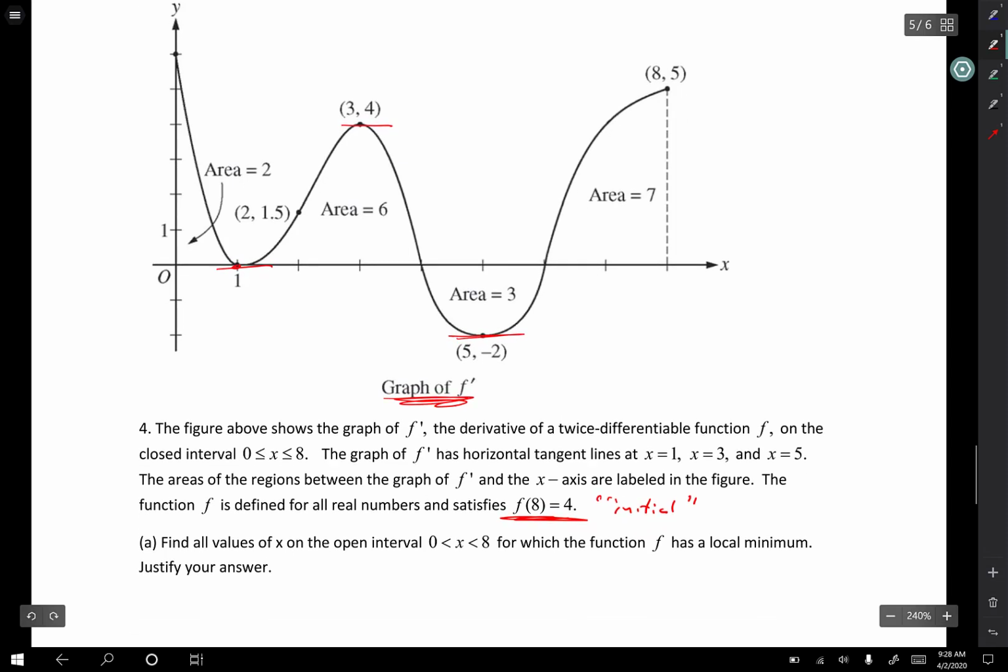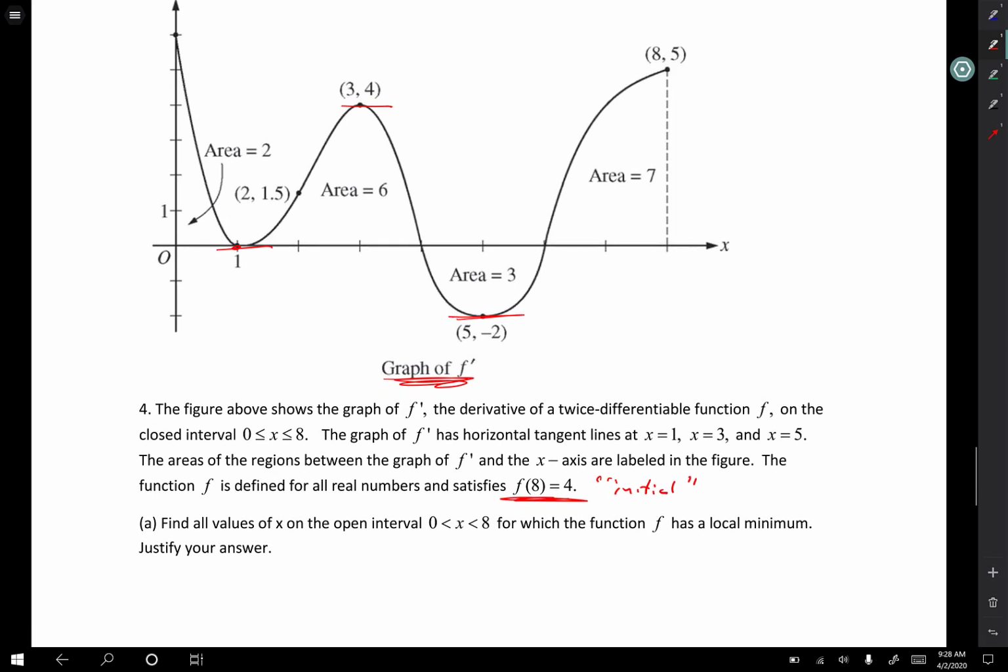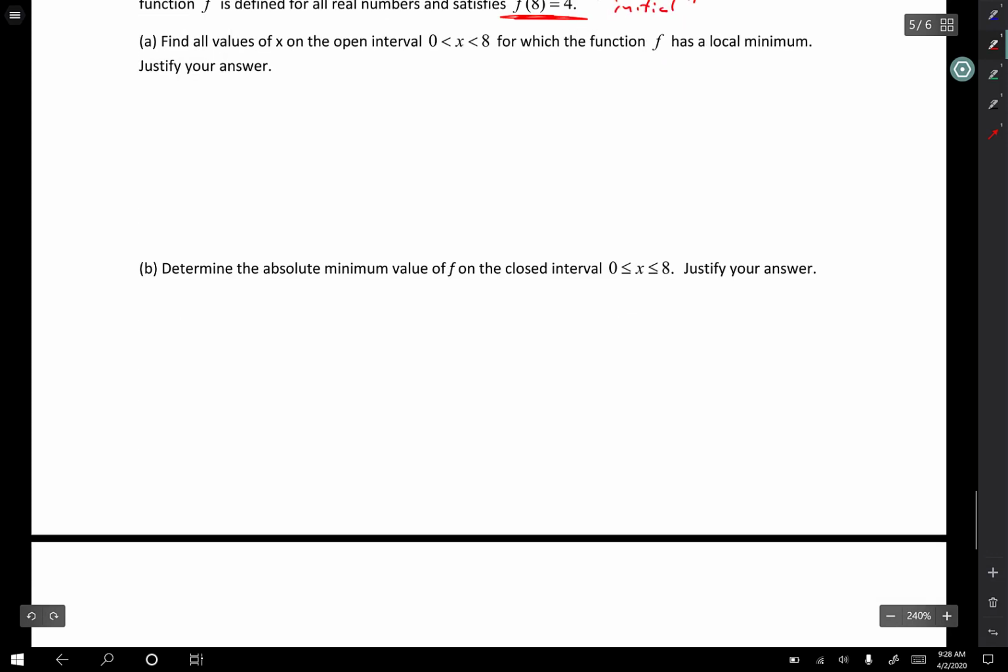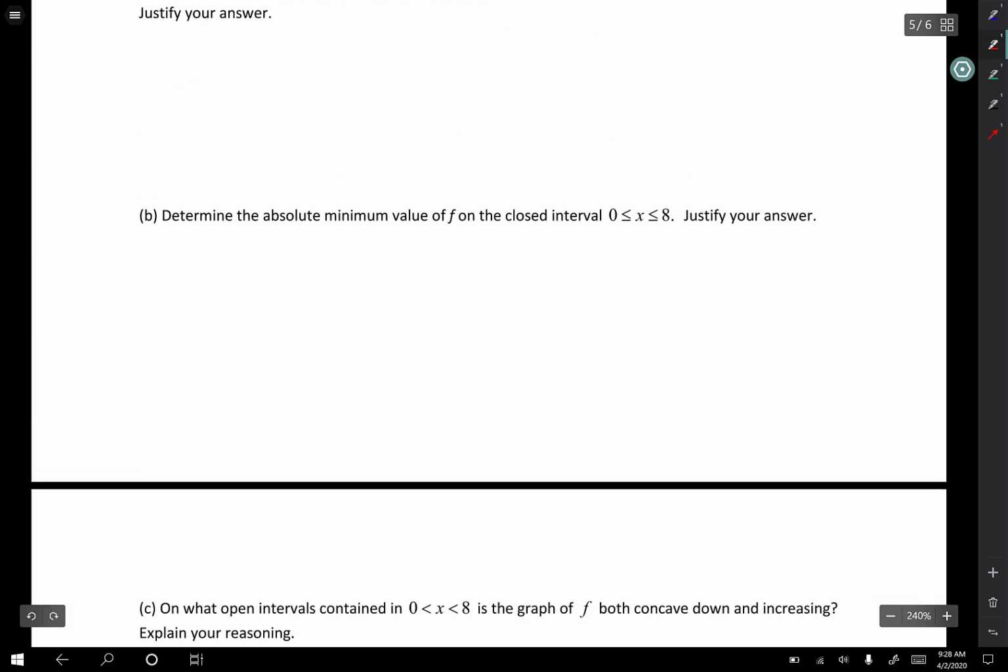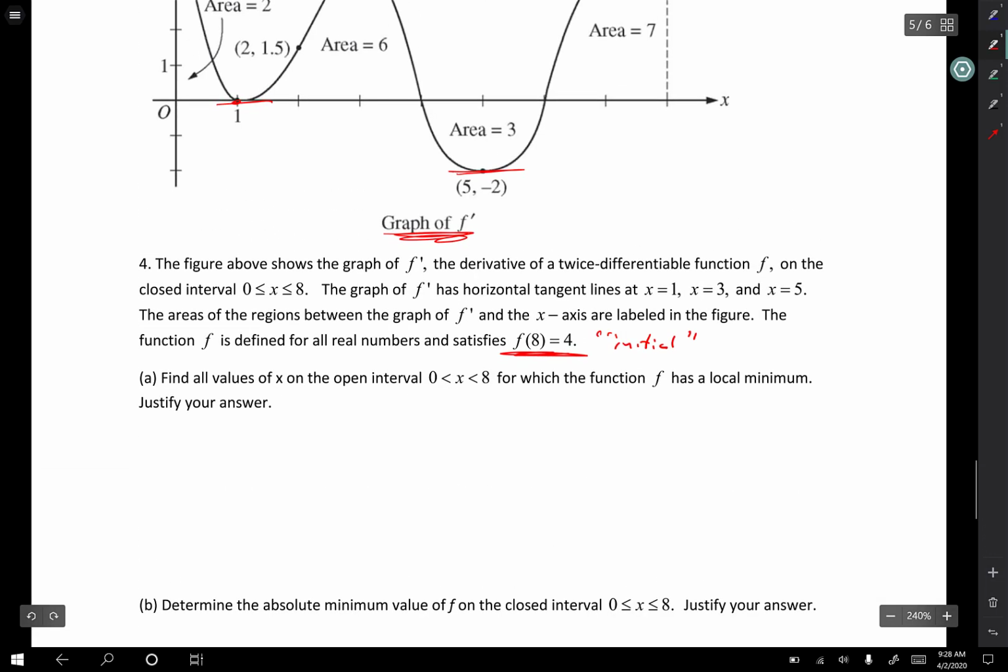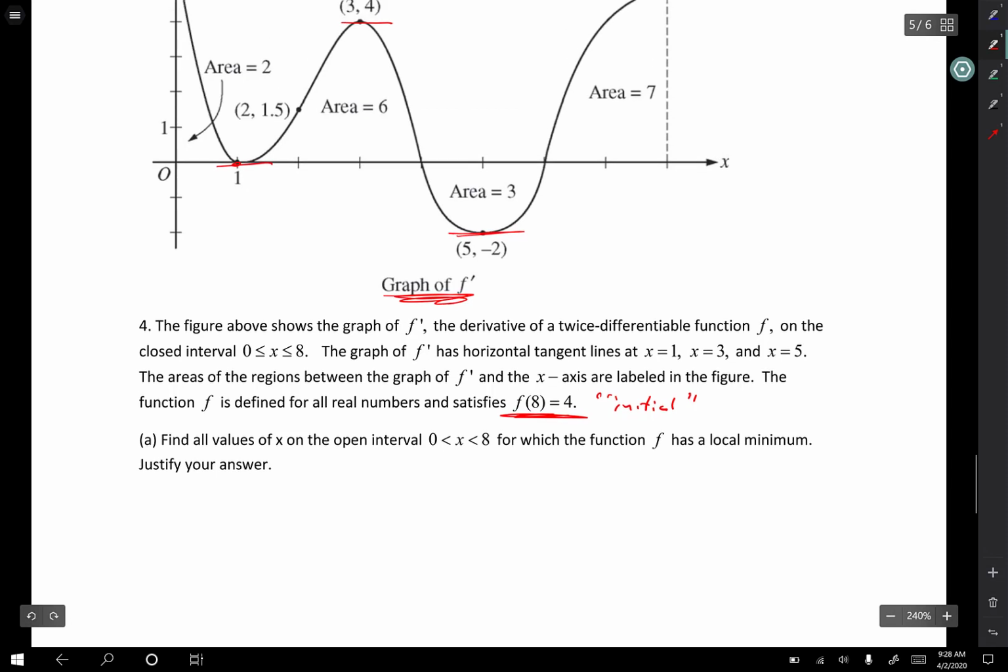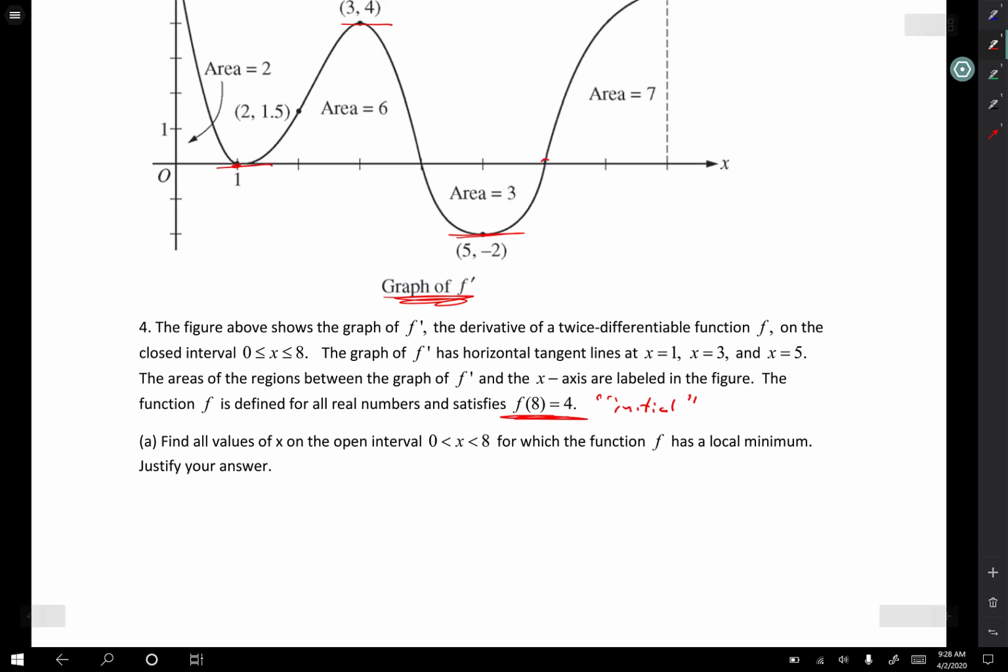This is f prime, and they want me to find a local min, and I only see this changing from negative to positive once, but it's not my absolute min. Do they ask me for absolute anywhere in here? Look at that, the very next one. Oh, man, these guys are so tricksters. I love it. All right, here we go. On the open interval 0 to 8, I only see that my derivative changes from negative to positive once. It happens at this value. What value is that? 1, 2, 3, 4, 5, 6. Just at x equals 6.